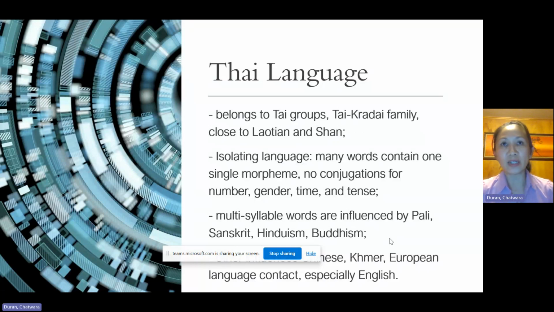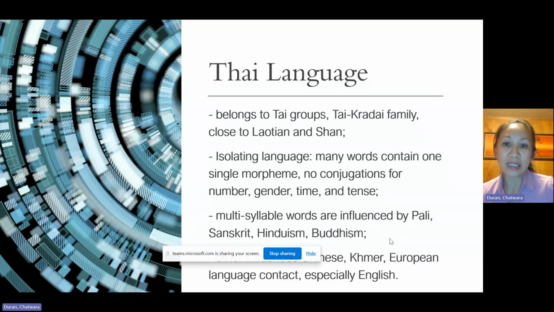But it's different from languages like English, German, Spanish, or French that have conjugations for number, gender, time, and tense. So there are those morphemes out there that are not words in themselves. They're just morphemes to mark something like number or gender. So for example, the letter S in English is a plural marker. It has to be attached to the main word, right?